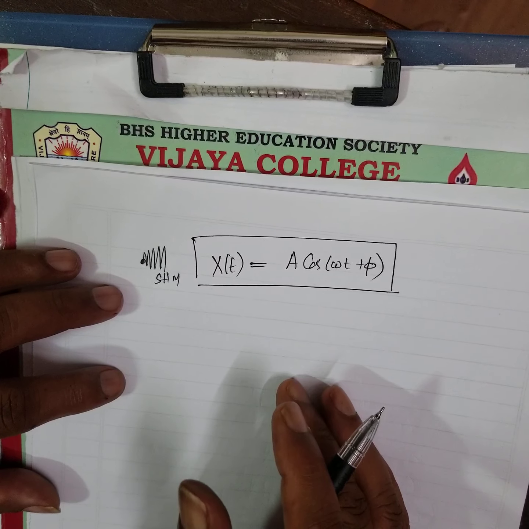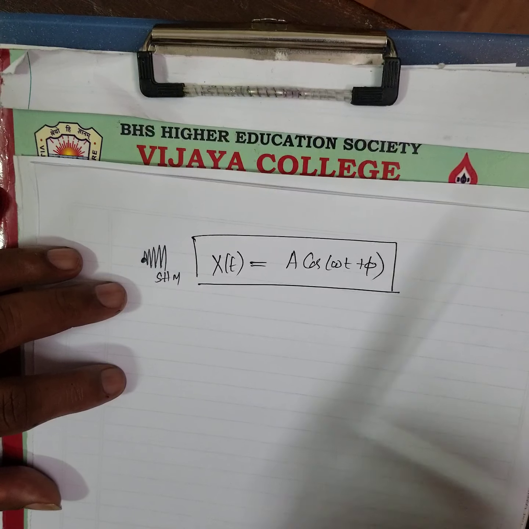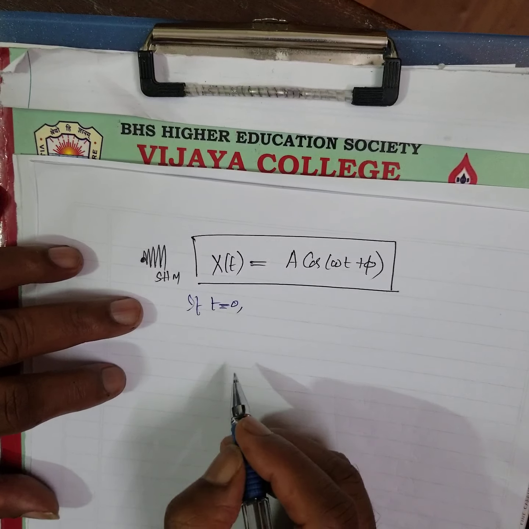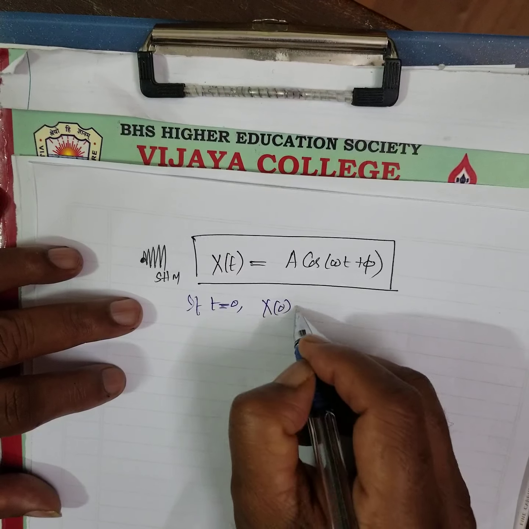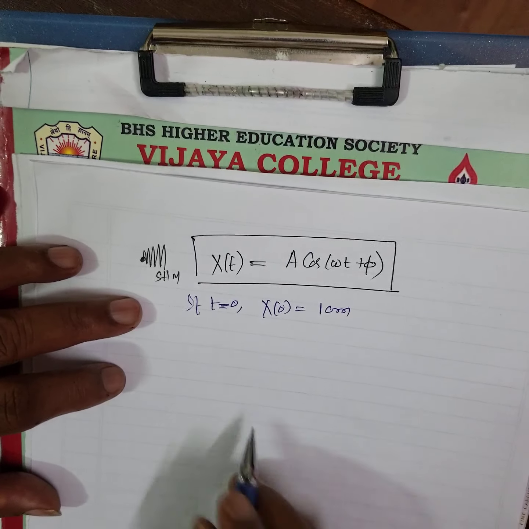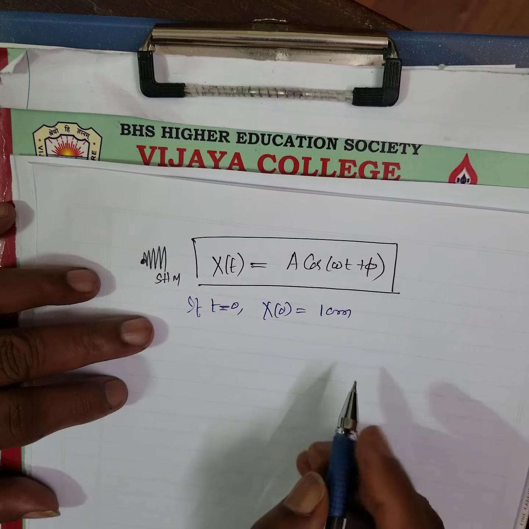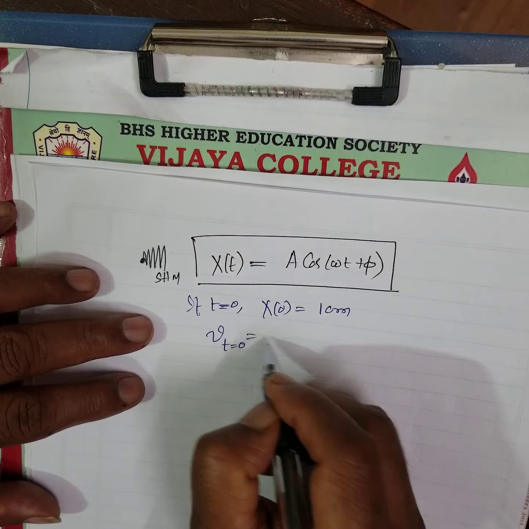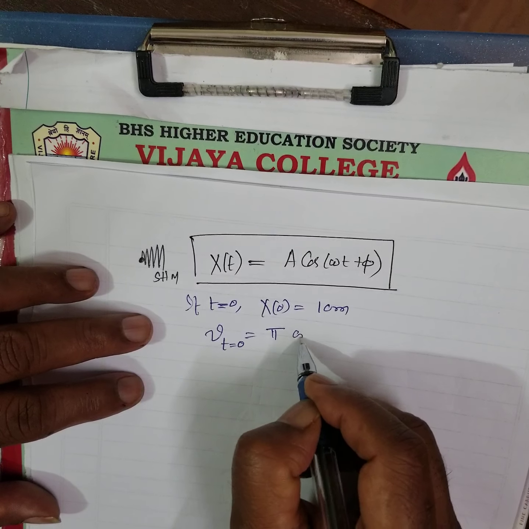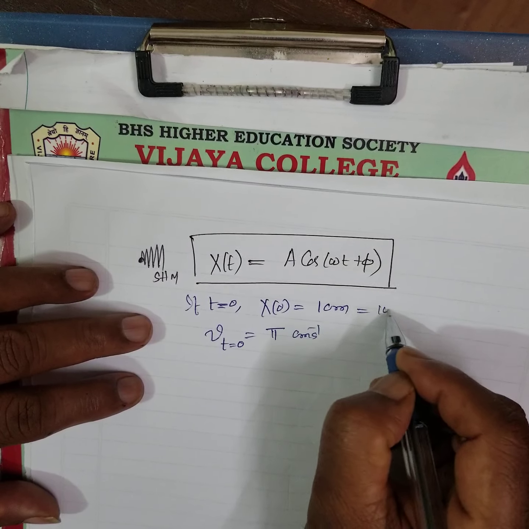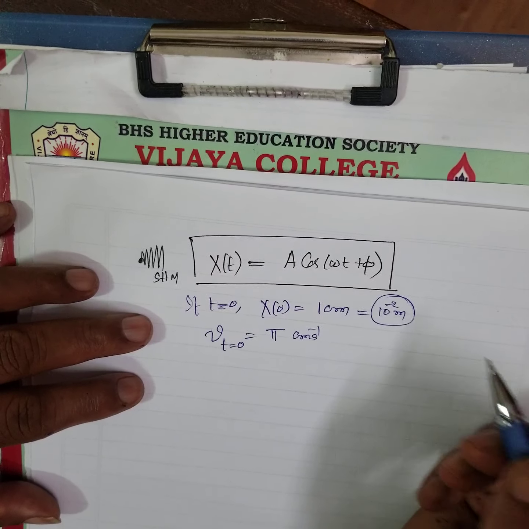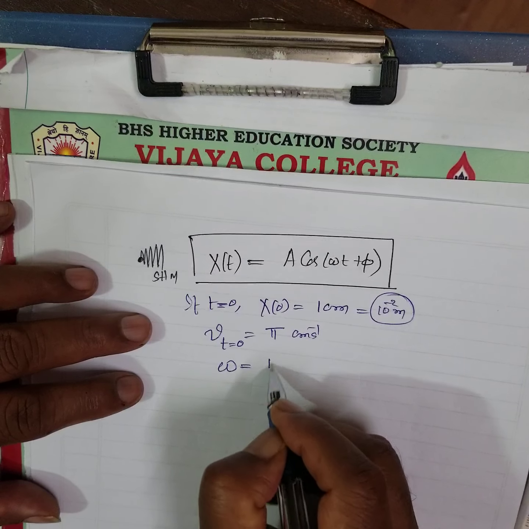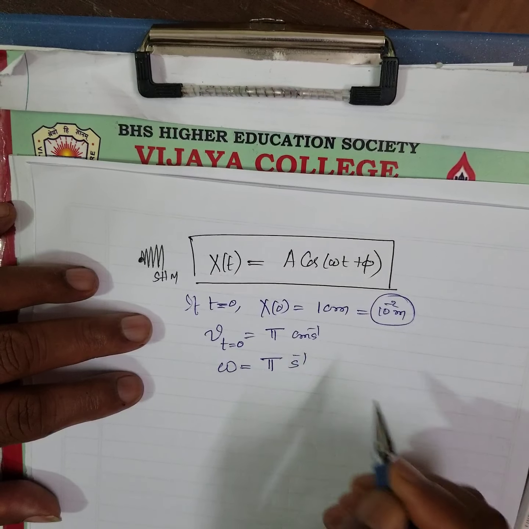Now I put a condition. Suppose when t is equal to 0, displacement at 0 is equal to 1 centimeter. Now you can formulate your own sum. And the velocity when t equal to 0 is equal to pi. Velocity is centimeter per second. Centimeter you can convert to 10 to the power minus 2 meter if you want SI unit. Okay. And suppose angular velocity is equal to pi radian per second. I give this.